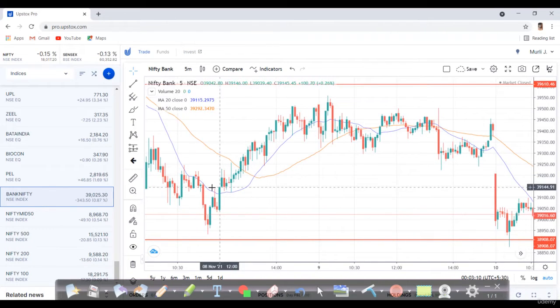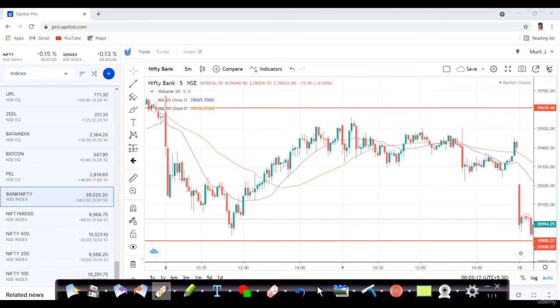So what is the logic behind this one? See, the blue one is the 20 and the orange one is the 50. If the blue line crosses the orange line, that means bullishness will come, and you need to enter at this candle and put the stop loss below the orange line. That's the crossover strategy for making an entry only with the help of an indicator.